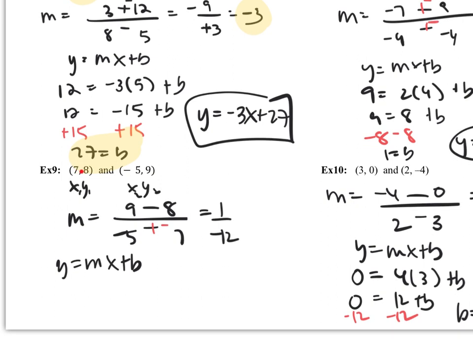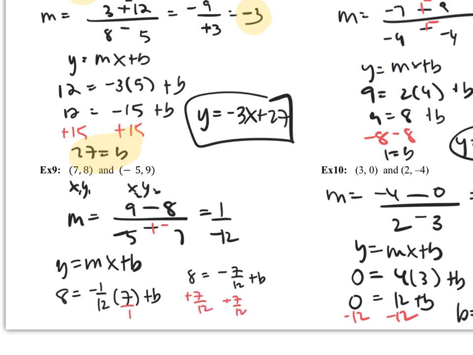So I might use this ordered pair, which means I would change y to 8. My slope is negative 1/12. And my x value is 7. And I don't know my b. So then I would multiply negative 1/12 times 7, which means I would do 7 over 1, which would get me 8 equals negative 7/12 plus b.